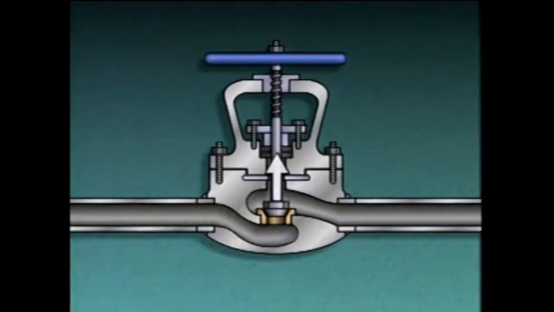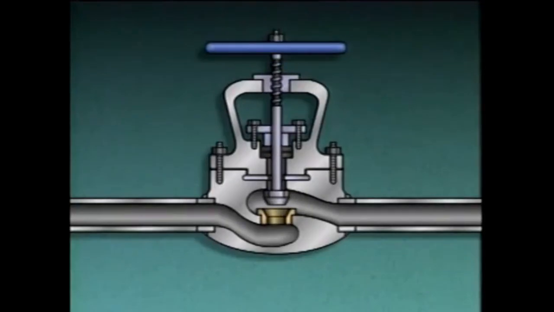The disc is attached to the stem, which in turn is attached to the hand wheel. As the hand wheel is turned, the stem moves. This repositions the disc with regard to the seat and changes the flow through the valve.